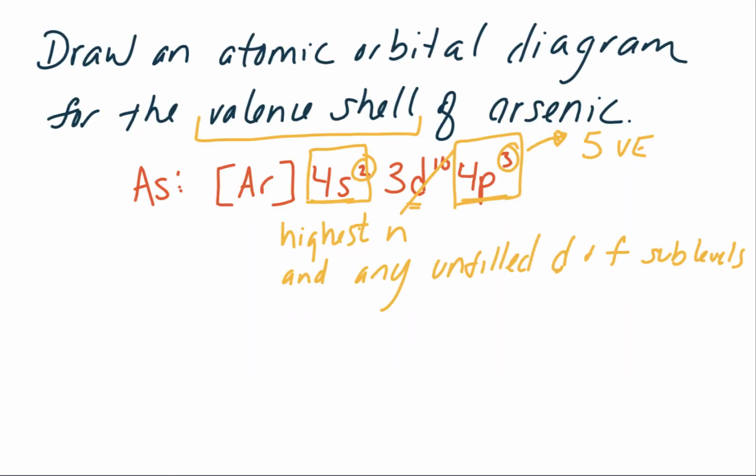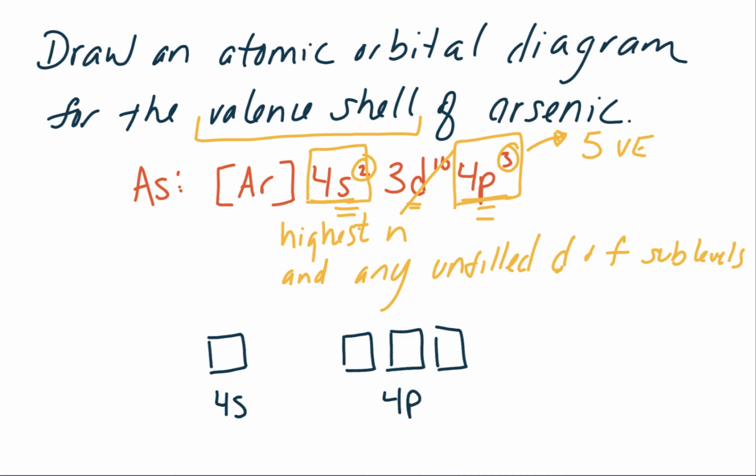Now that we've determined the valence shell, we can draw the orbital diagram of the valence shell. So we'll need to include an S and a P. Remember, the S has 1 orbital for its subshell, and the P has 3 orbitals in its subshell.